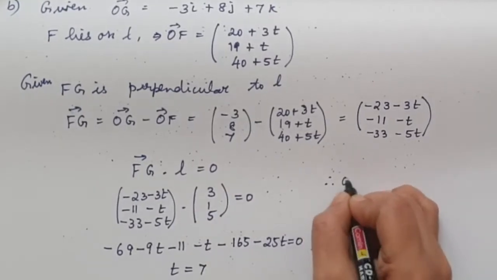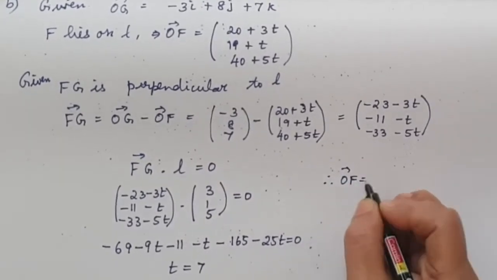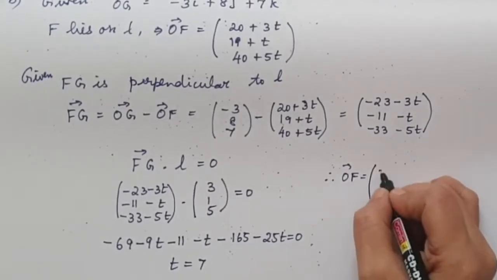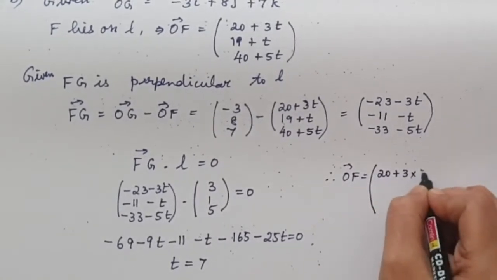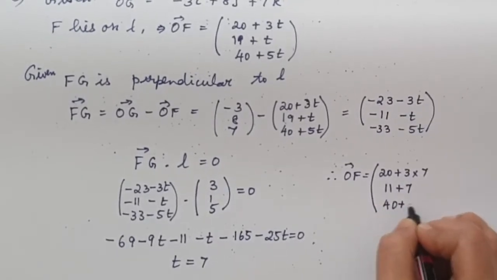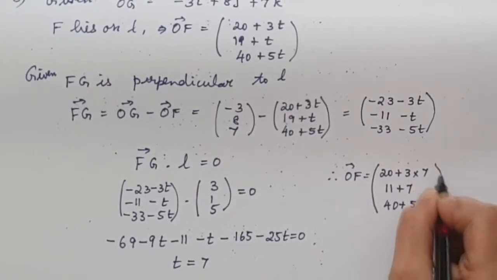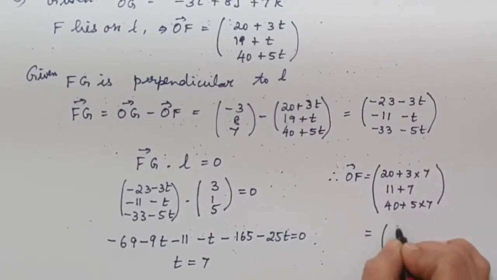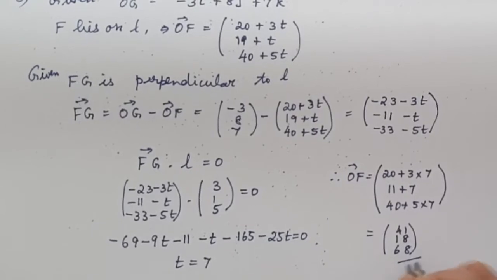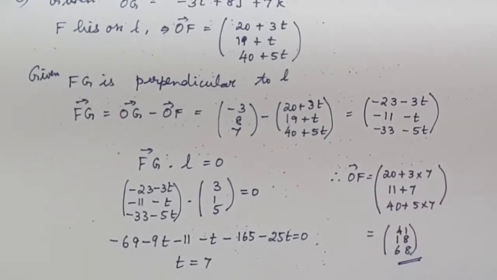Therefore, our OF will be equal to, we'll replace the value of t as 7. So it will be 20 plus 3 into 7, then 11 plus 7, 40 plus 5 into 7. When we simplify this, it is 41, 18 and 68. This is our position vector of F.